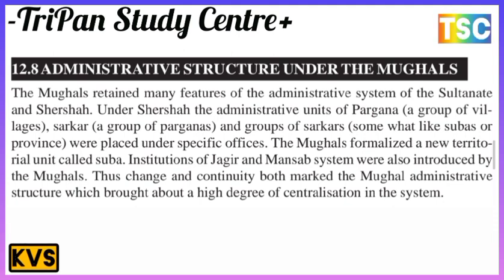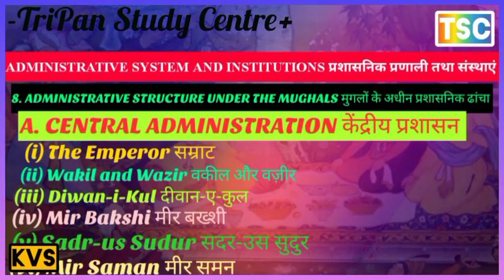Suba is the most important here. The institution of the Jagir and the Mansab system were also introduced by the Mughals. Thus, the changes and continuities in both Sultanate and Mughal administrative structure brought about a high degree of centralization in the system.